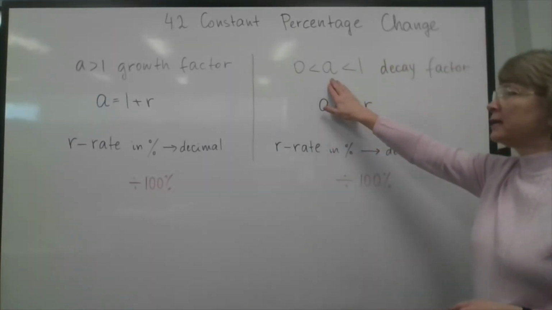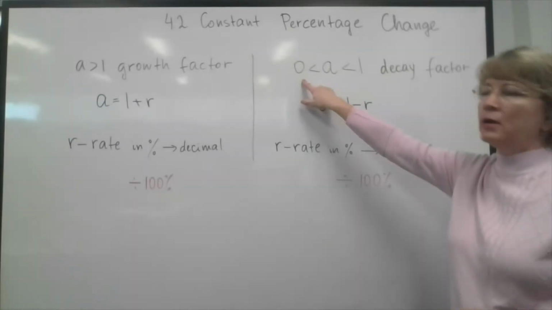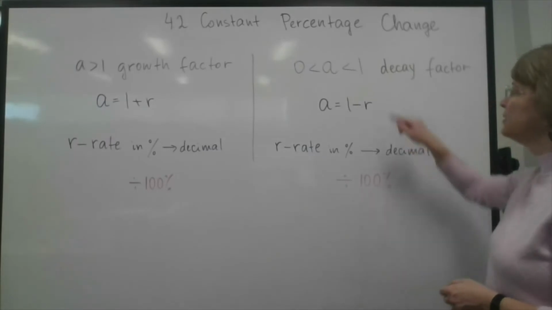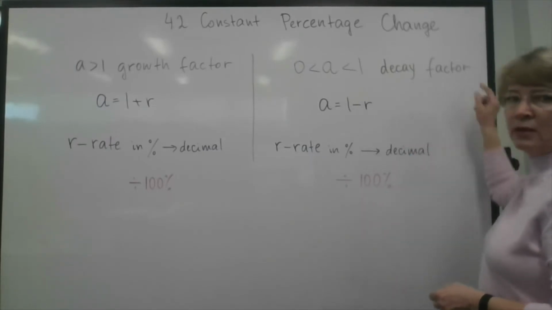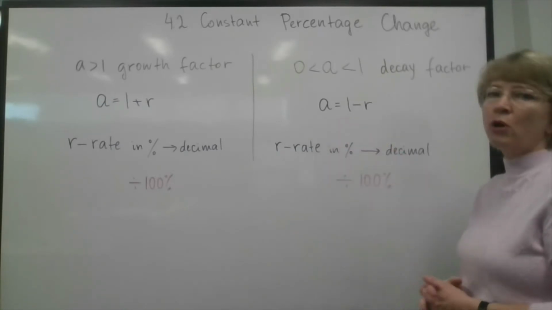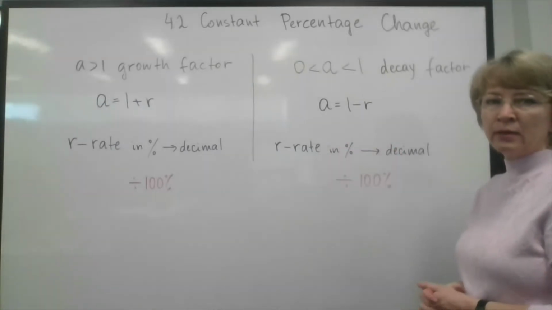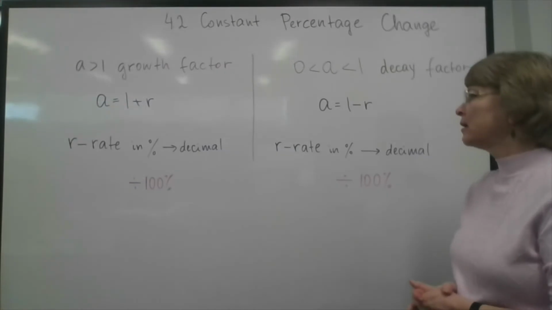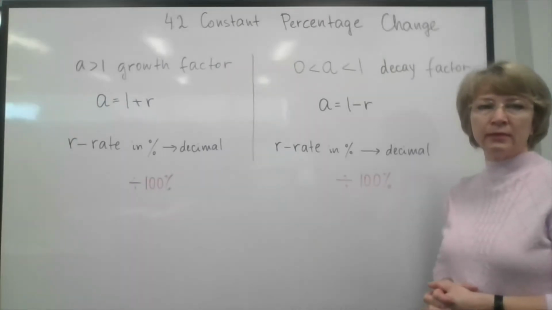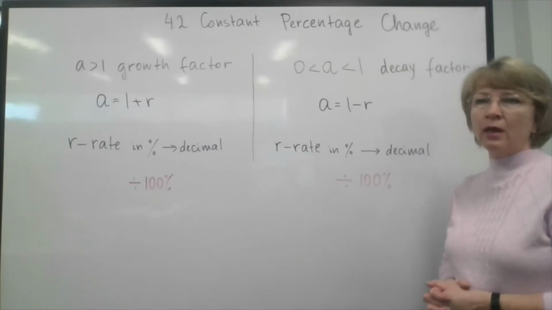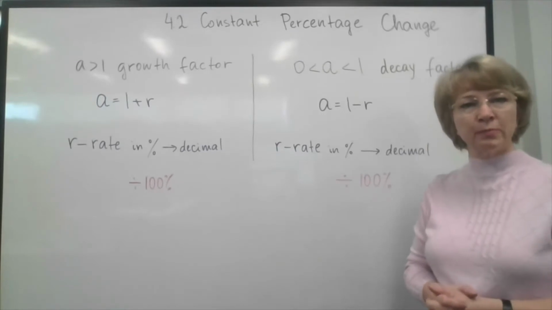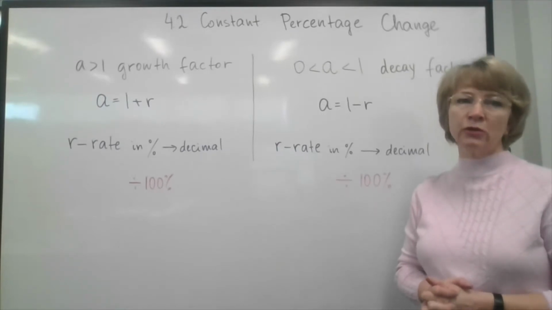If your a is greater than 0 but less than 1, this factor has a name: decay factor, and you have to use the formula a equals 1 minus r, and r is again a rate in percent, and you have to change percent into a decimal. All this section is about reading. When you read the problems, pay attention to the words that you are reading.